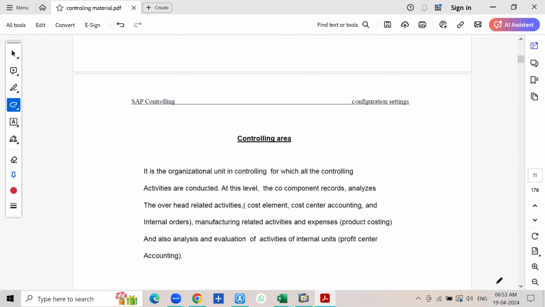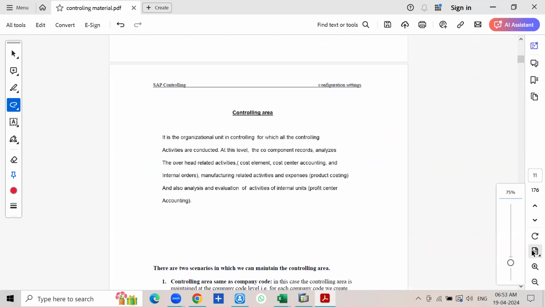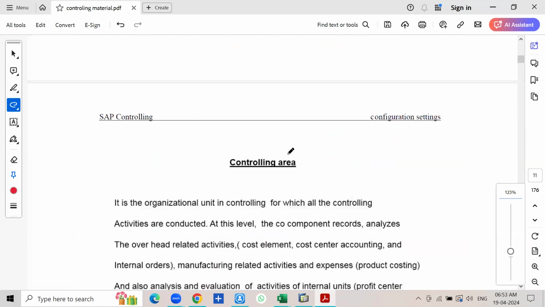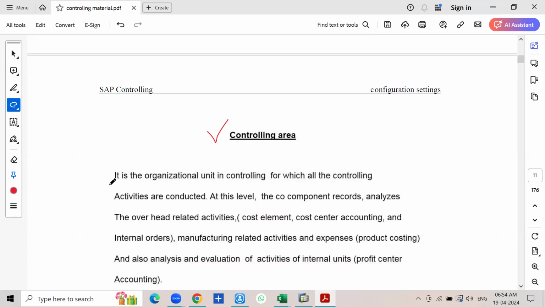Now, let us start configuration. Okay. See, there is an enterprise structure for controlling also. We have seen the enterprise structure for FI, right? Company code, business areas and consolidation business areas. Similarly, in controlling also, we have the enterprise structure. The main organization unit in controlling is the controlling area. Controlling area means it is the organization unit in controlling for which all the controlling activities are conducted.